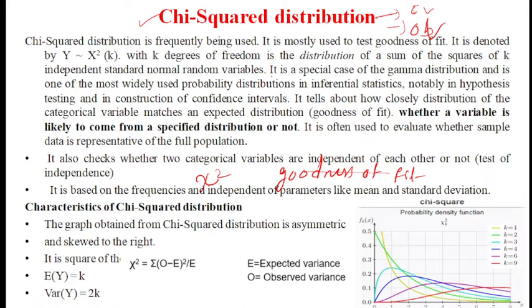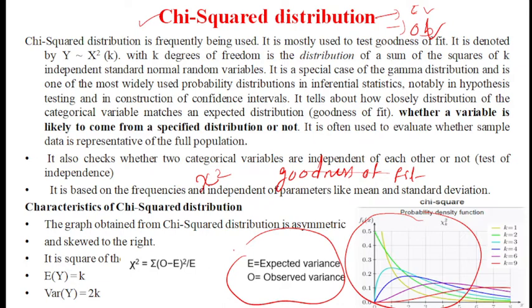What does goodness of fit talk about? It tells how closely the distribution of the categorical variable matches an expected distribution. It completely depends on the expected and observed results, whether the variable is likely to come from the specified distribution or not. In simple words, this chi-square distribution helps identify whether the variable likely comes from a specified distribution or not.